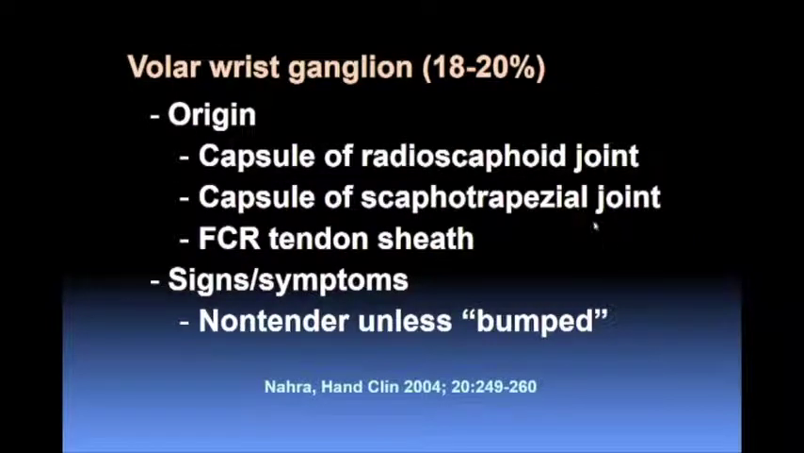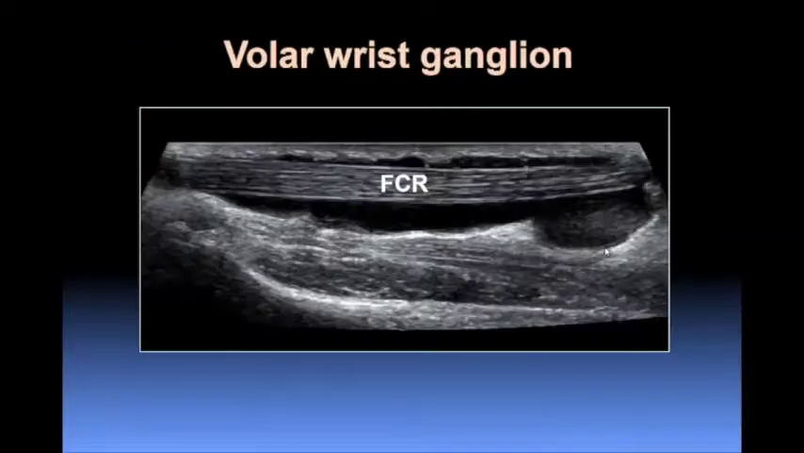One is on the volar aspect of the wrist, and it's the volar radial side. And these can originate from either the capsule of the radioscaphoid joint, capsule of the scaphotrapezial, or even the flexor carpi radialis tendon sheath itself. And typically these patients don't have any symptoms. They just know they have a bump on the volar side of their wrist. But if they were to bang it against something, it could certainly become painful.